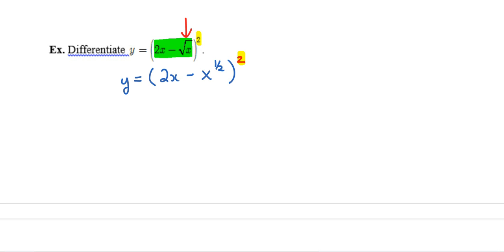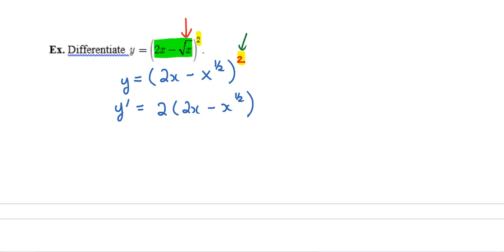Alright, so now that we've changed the radical, let's go ahead and take the derivative. So y prime, using the power rule, I would bring this exponent 2 to the front. So that would be 2 times (2x minus x to the power of 1/2), and this would be 2 minus 1, which is simply 1, and if we have an exponent of 1, we generally don't write that down. So let's just write this as 2 times (2x minus x to the power of 1/2).